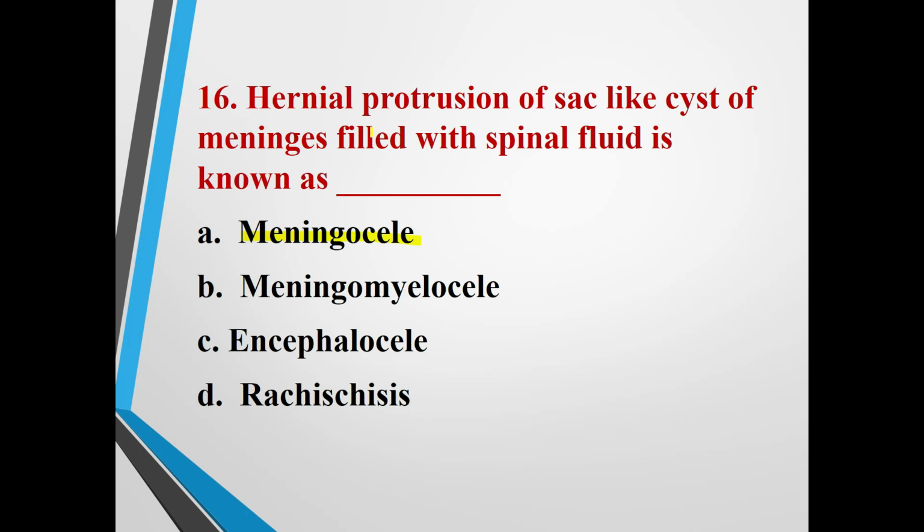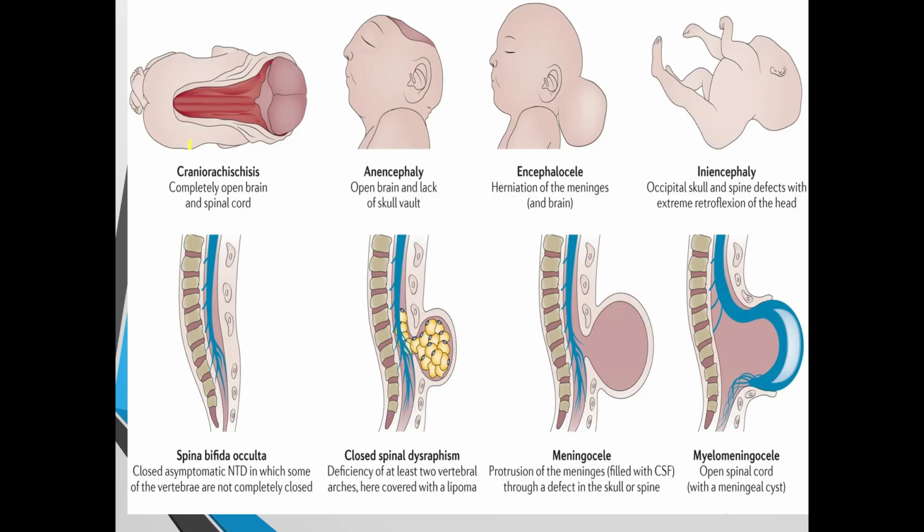So in the question, it is a hernial protrusion of the sac-like cyst of meninges which is filled only with spinal fluid. So the answer is meningocele. And in meningomyelocele, along with the meninges, the spinal cord will also be protruded. So these are some of the terms related to neural tube defects.